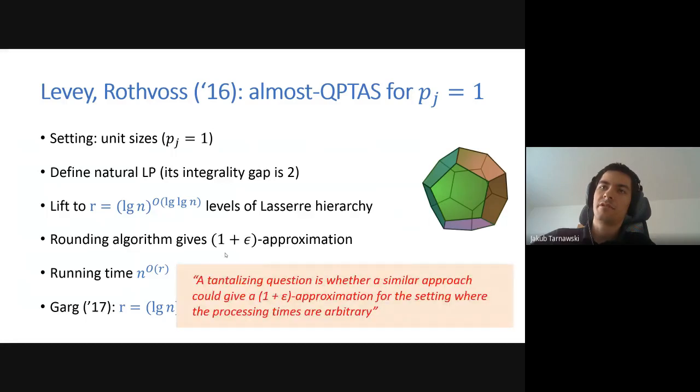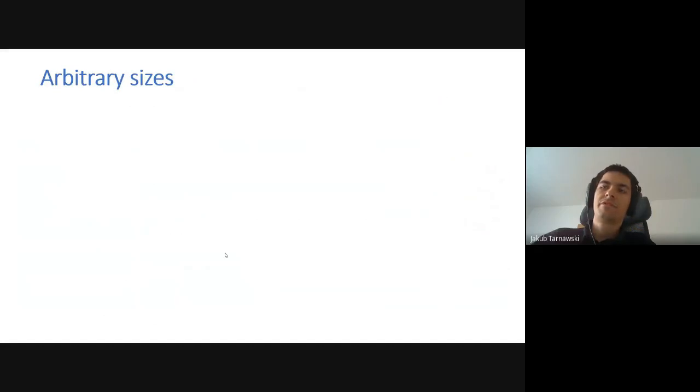Okay, and so in this work, they actually ask, can a similar approach give a 1 plus epsilon approximation if the processing times are arbitrary, so not unit sizes? Okay, so this is the question that we try to address in this work. It's not so clear what that actually means. There are different ways to understand this. Actually, there are 3 possible settings that you can consider.